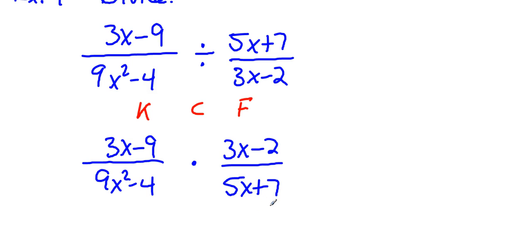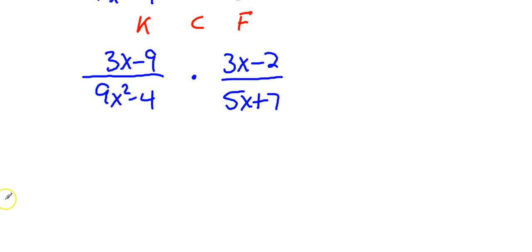And now that's a multiplication problem, we're going to do the exact same thing. We're going to factor it as much as we can, you're going to cancel it, and then once you've done that, then you multiply whatever's left over. Okay, for 3x minus 9, you can divide them both by 3, and make it x minus 3.